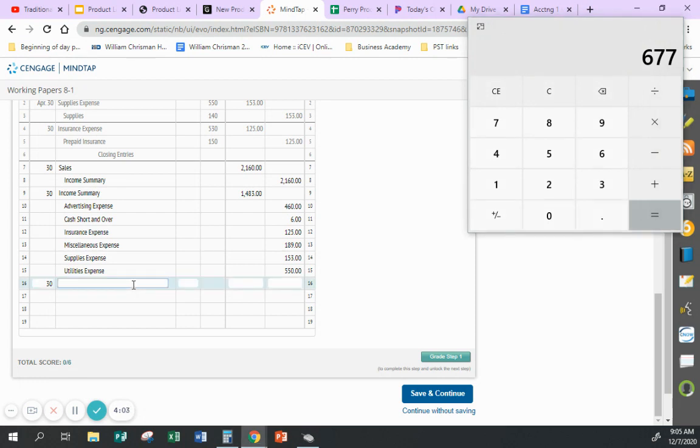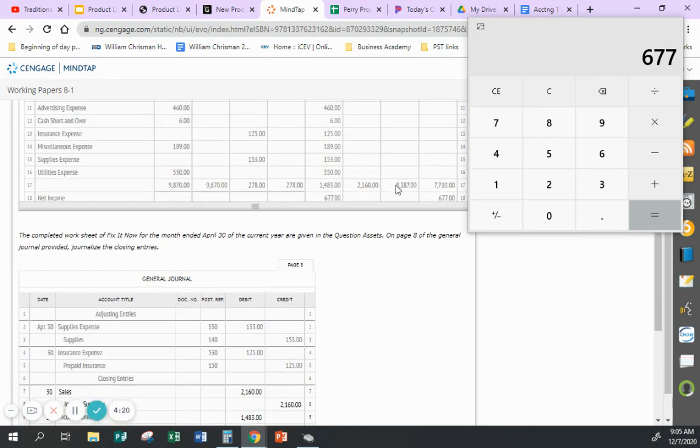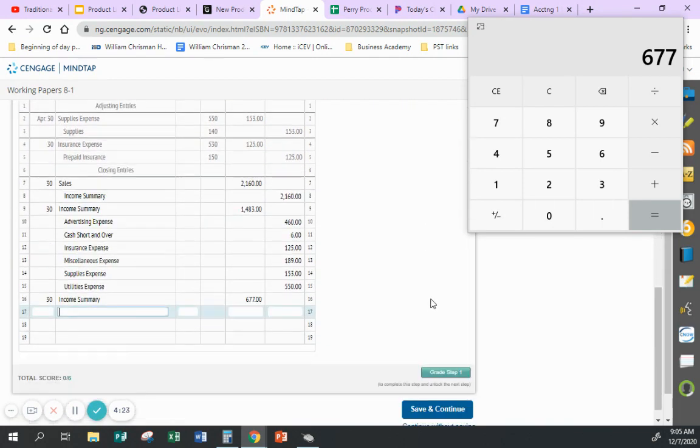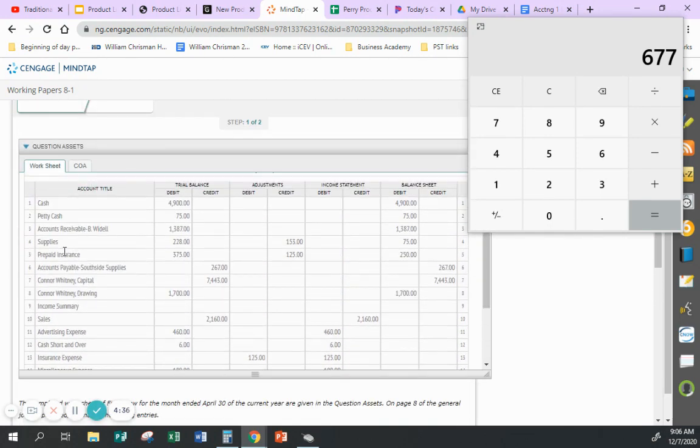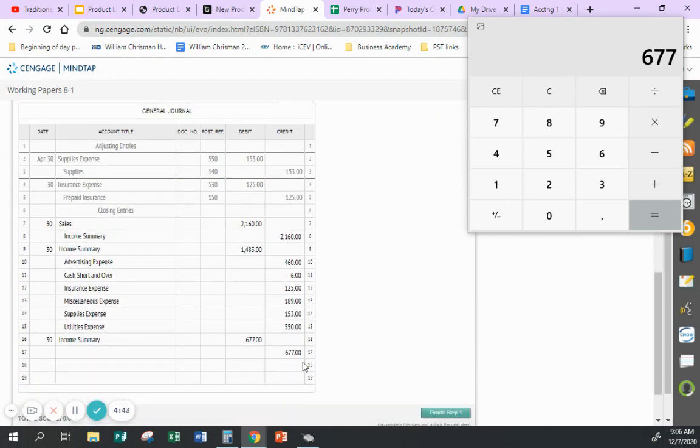So to close income summary out, we will debit it for that $677. And then because this $677 represents our net income, our revenue is bigger than our expenses. And if you look back at your worksheet, you'll see you have a net income of $677. That net income belongs to the owner. And so we're going to close that income summary account into capital. Capital has a normal credit balance. So by putting this down here as a credit to capital, we will be increasing the capital account. And that closes out income summary.